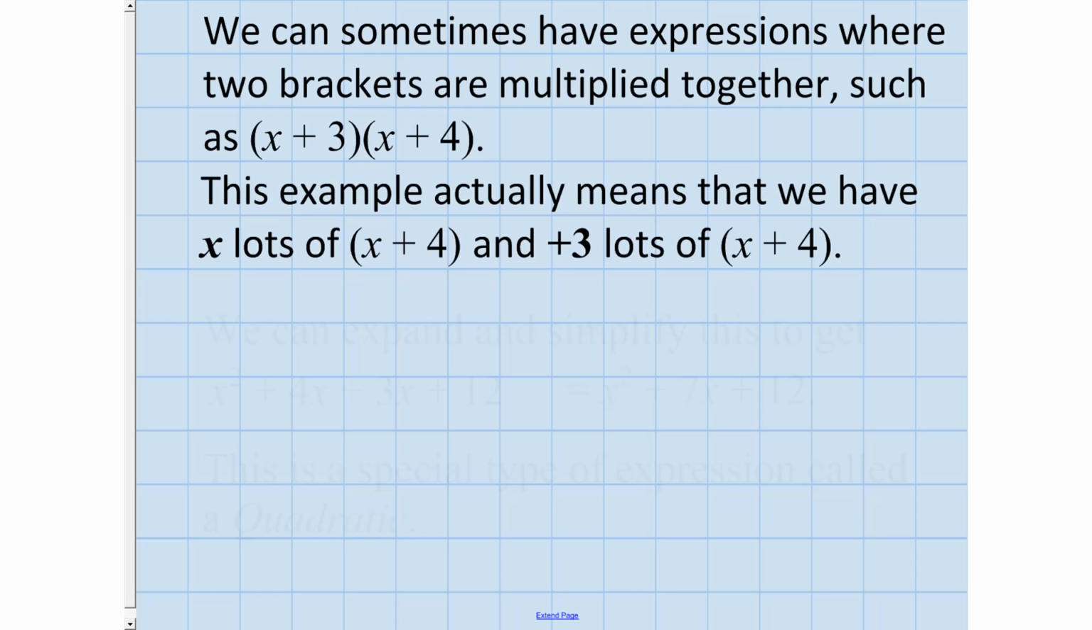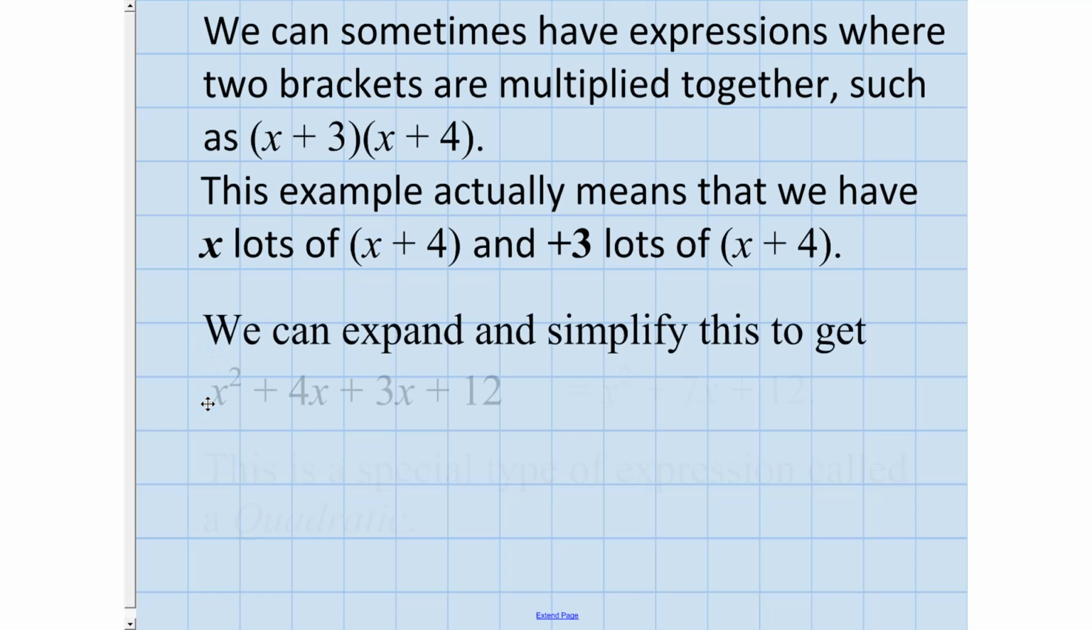We've got x lots of x, which would be x squared, and x lots of plus 4, which would be 4x. And for the second one, we've got plus 3 lots of x and plus 3 lots of plus 4, so we get plus 12. If we look at this though, we've got plus 4x and plus 3x. We can combine them and make it x squared plus 7x plus 12.